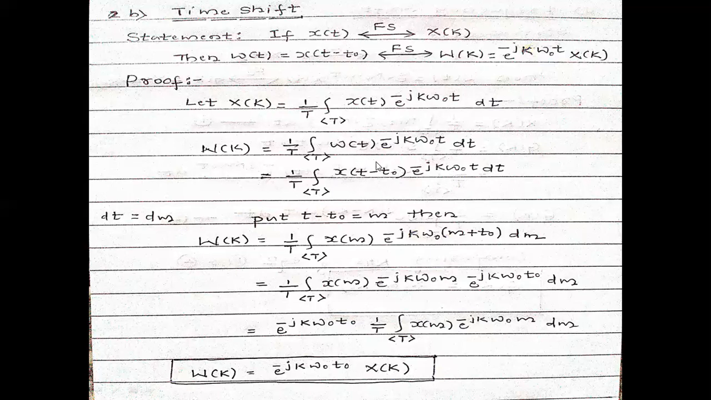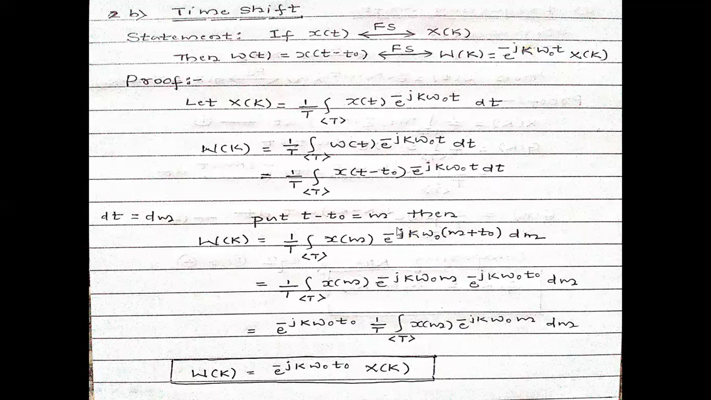So now let us make a substitution: t minus t naught is equal to m, right? So when t minus t naught is equal to m, then the differentiation dt becomes what? dt is equal to dm, because it is differentiation of t with respect to m, right? So w of k is equal to 1 by T integration, and x of t minus t naught will be x of m, e raised to minus j k omega naught. Now when t minus t naught is equal to m, what is t? So t becomes, just shift this minus t naught to the right side, m plus t naught. So in place of t, I am writing m plus t naught, and here this dt becomes dm.